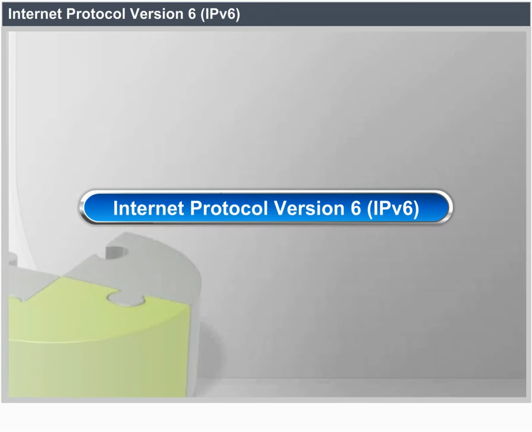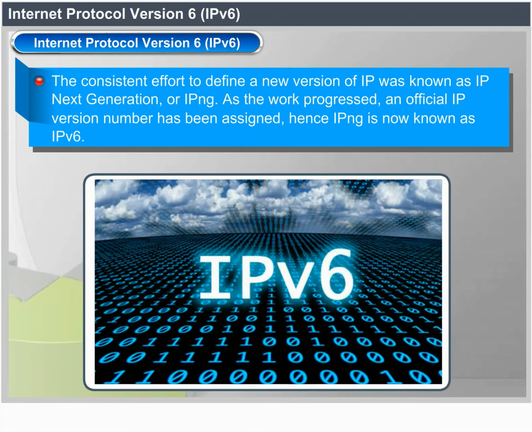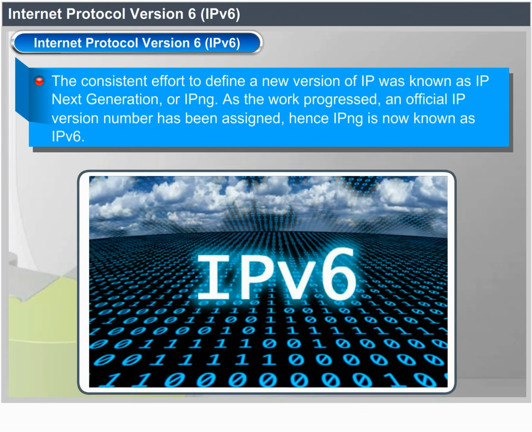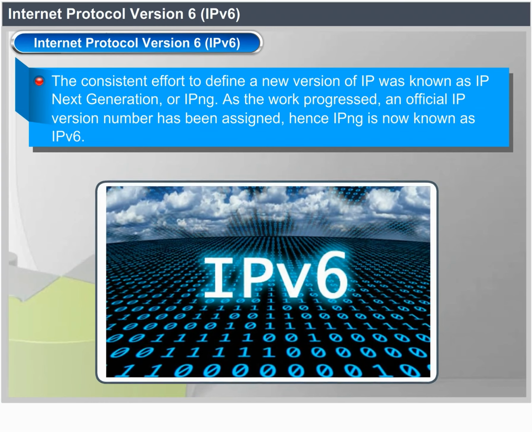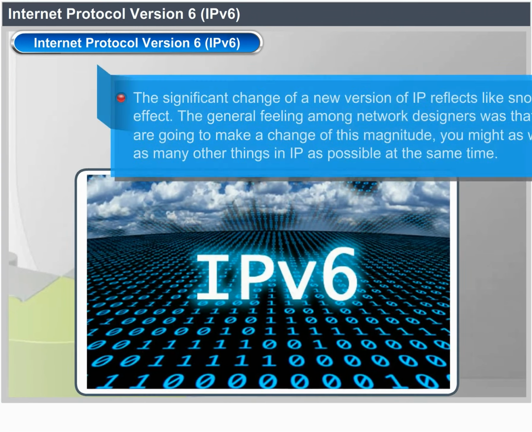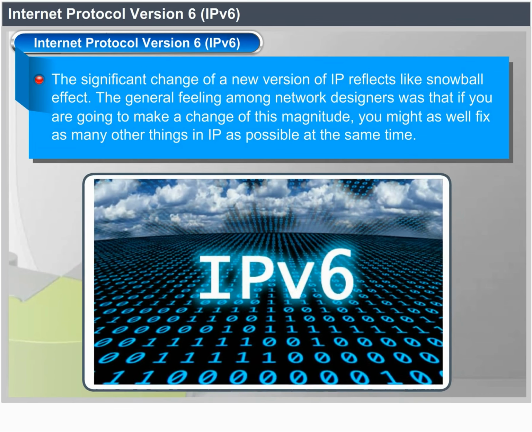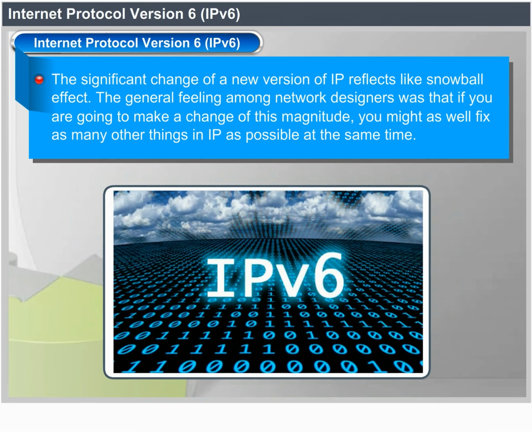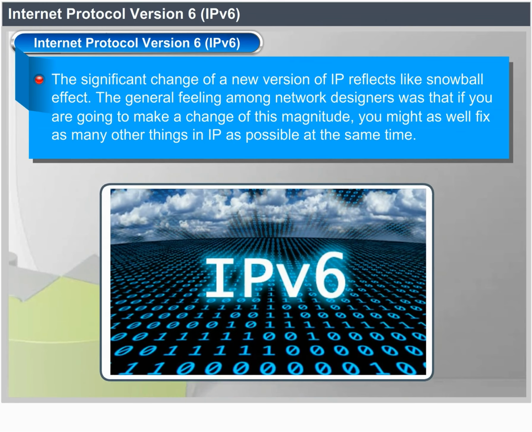Internet Protocol version 6, IPv6. The effort to define a new version of IP was known as IP Next Generation, or IPng. As the work progressed, an official IP version number was assigned, so IPng is now known as IPv6. The significance of the change to a new version of IP caused a snowball effect. The general feeling among network designers was that if you are going to make a change of this magnitude, you might as well fix as many other things in IP as possible at the same time.